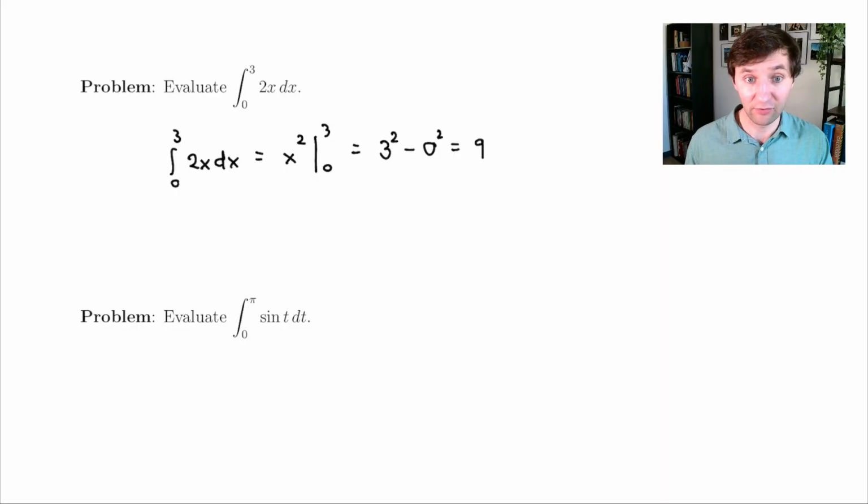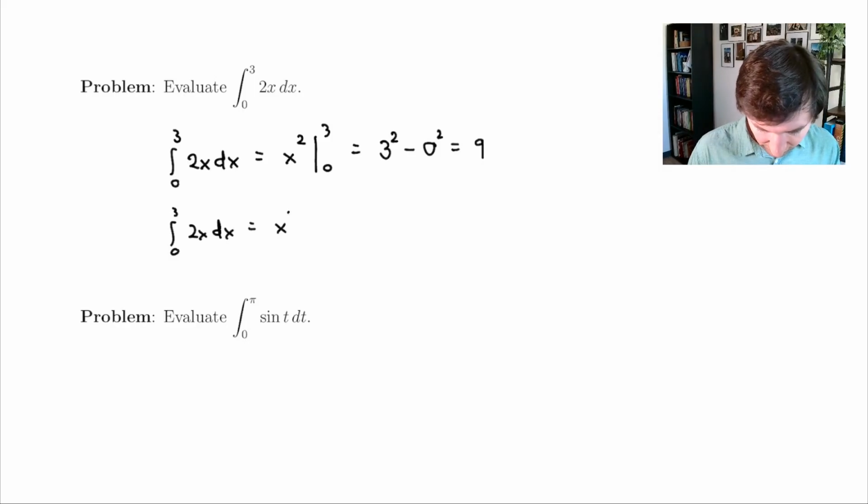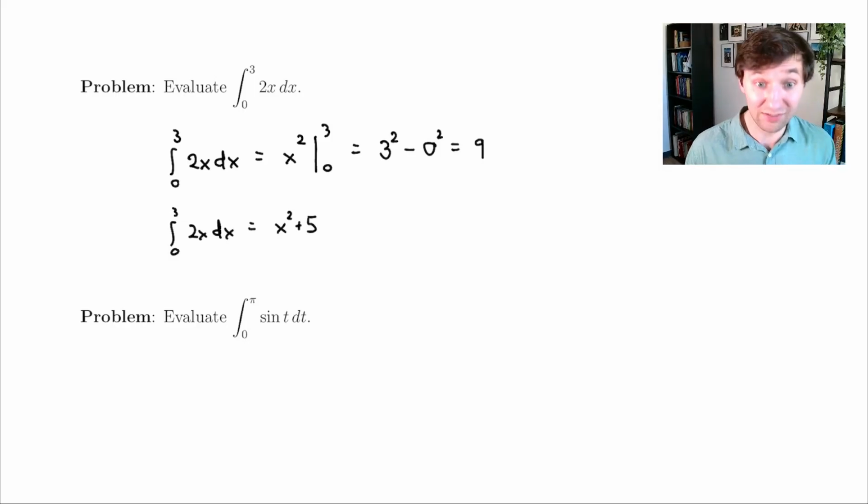What happens if I use a different antiderivative than x squared? For example, what if I attempt to compute the definite integral from 0 to 3 of 2x dx, and instead of using x squared, I will use x squared plus 5. That is also an antiderivative of 2x, and that is because the derivative of this expression is 2x. Let's plug in 3 and 0 and see what we get.